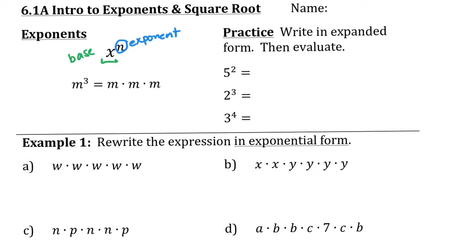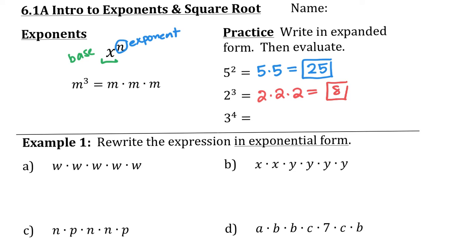So over here, we're going to write it in expanded form. Expanded form is this, where you write out how many times you're going to multiply the base, and then evaluate means find the answer. So since the base is 5, and the exponent's 2, I'm going to multiply the base by itself 2 times. So 5 times 5, and when I evaluate that, I get 25. This is saying exponent's 3, so multiply the base 2 times itself 3 times. So 2 times 2 times 2, which is going to be 2 times 2 is 4, and then 4 times 2 is going to give me 8 for my final answer.